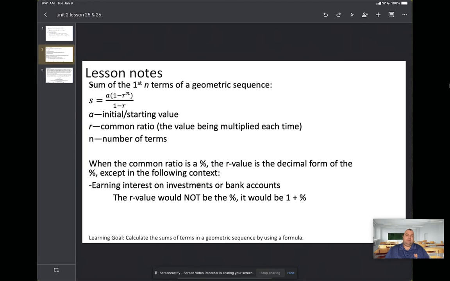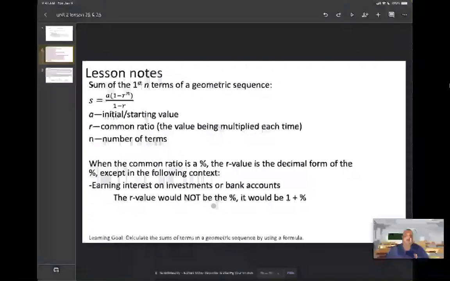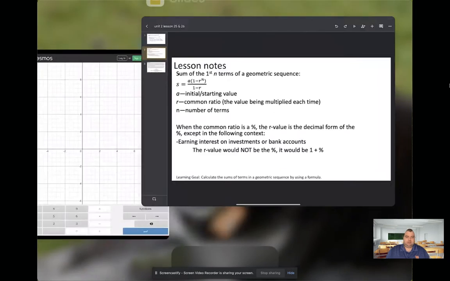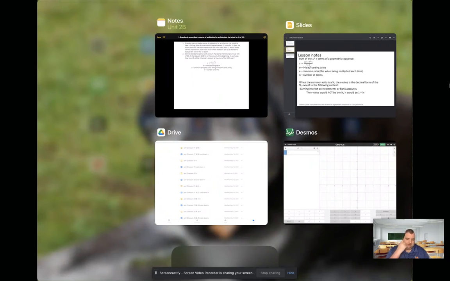Except in the following context, when you're earning interest on investments or bank accounts. The R value would not be the percentage, it would be 1 plus the percentage. So instead of 0.05 for 5%, it would be 1.05, so on and so forth. So let's take a look at the two examples that we have here.